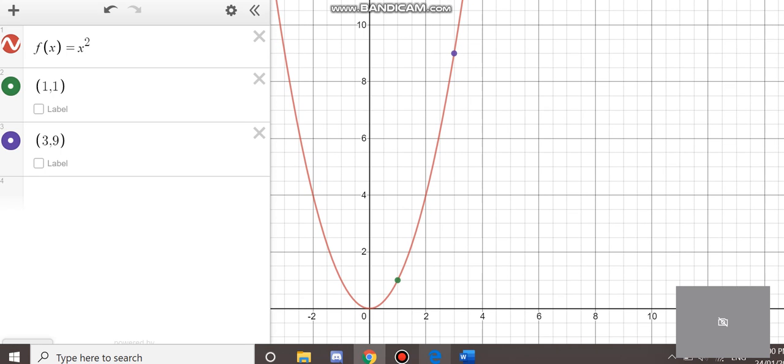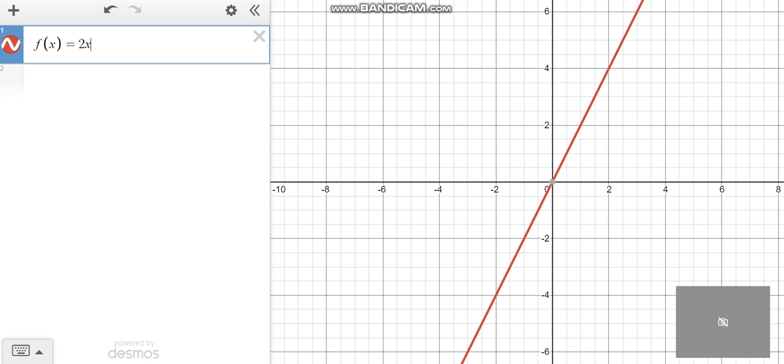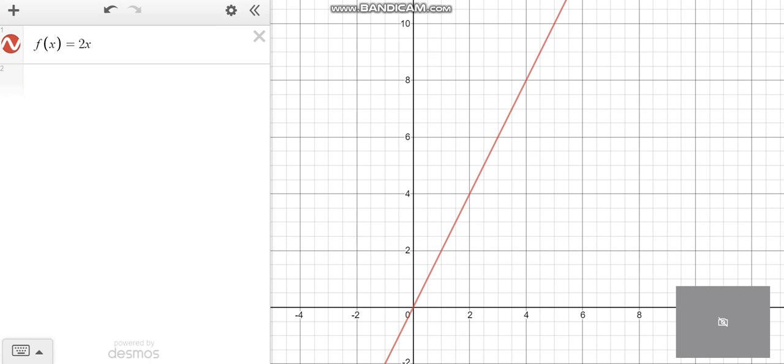So that's your gradient. So the derivative: if this is x squared, a is 1, n is 2, this becomes 2 times 1 times x, and the power is 2 minus 1, so it becomes 1. So the derivative of x squared is 2x, as you can see here.